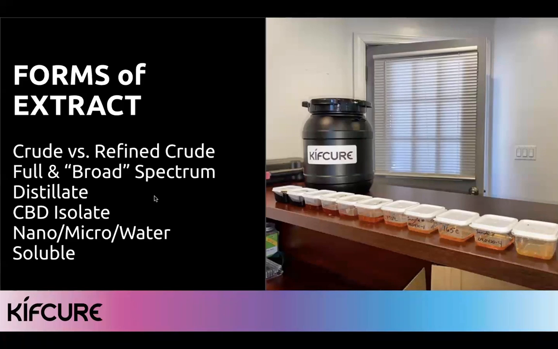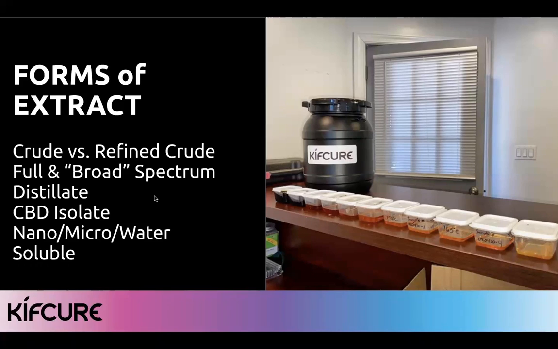CBD isolate, or any sort of isolate, is just a crystallization or isolation of a minor or major cannabinoid. Usually it comes in a crystalline or a powder form. The bonds of that are usually very, very tight whenever you're making a crystalline. So that's where you can get very high potencies like the 99s and the 100% without much of an issue.